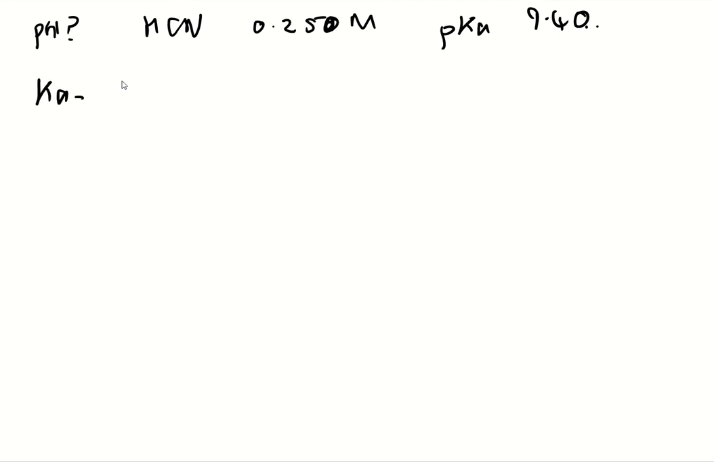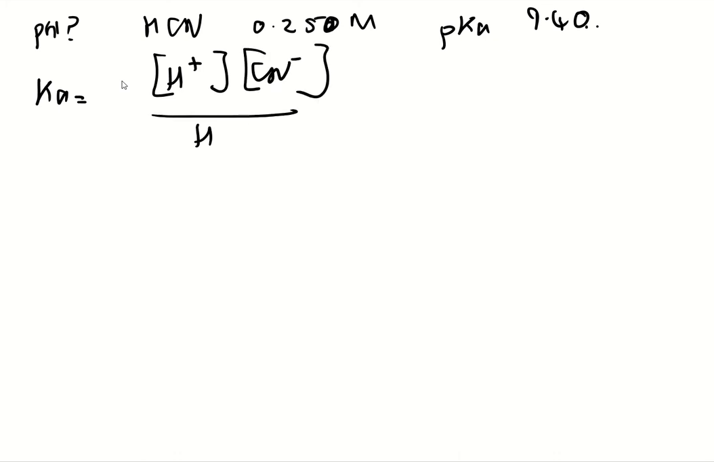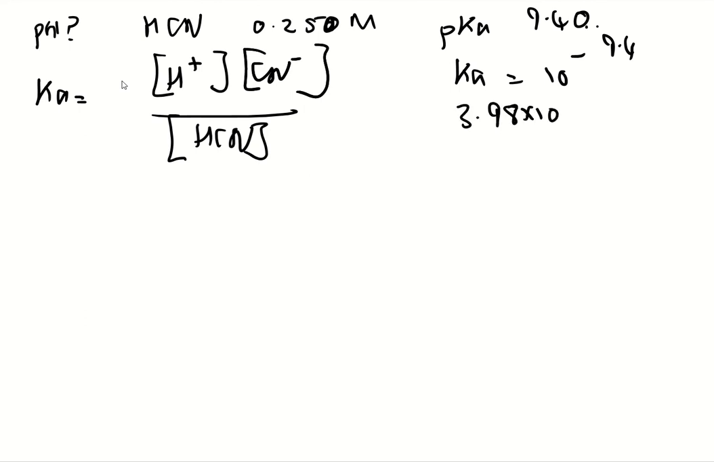The Ka for this would be [H plus][CN minus] over [HCN] in square brackets. That's your Ka expression. Your Ka itself is calculated out of 10 to the minus 9.4 in this instance. So that gives us a value of 3.98 times 10 to the minus 10. That's everything we need to know there.